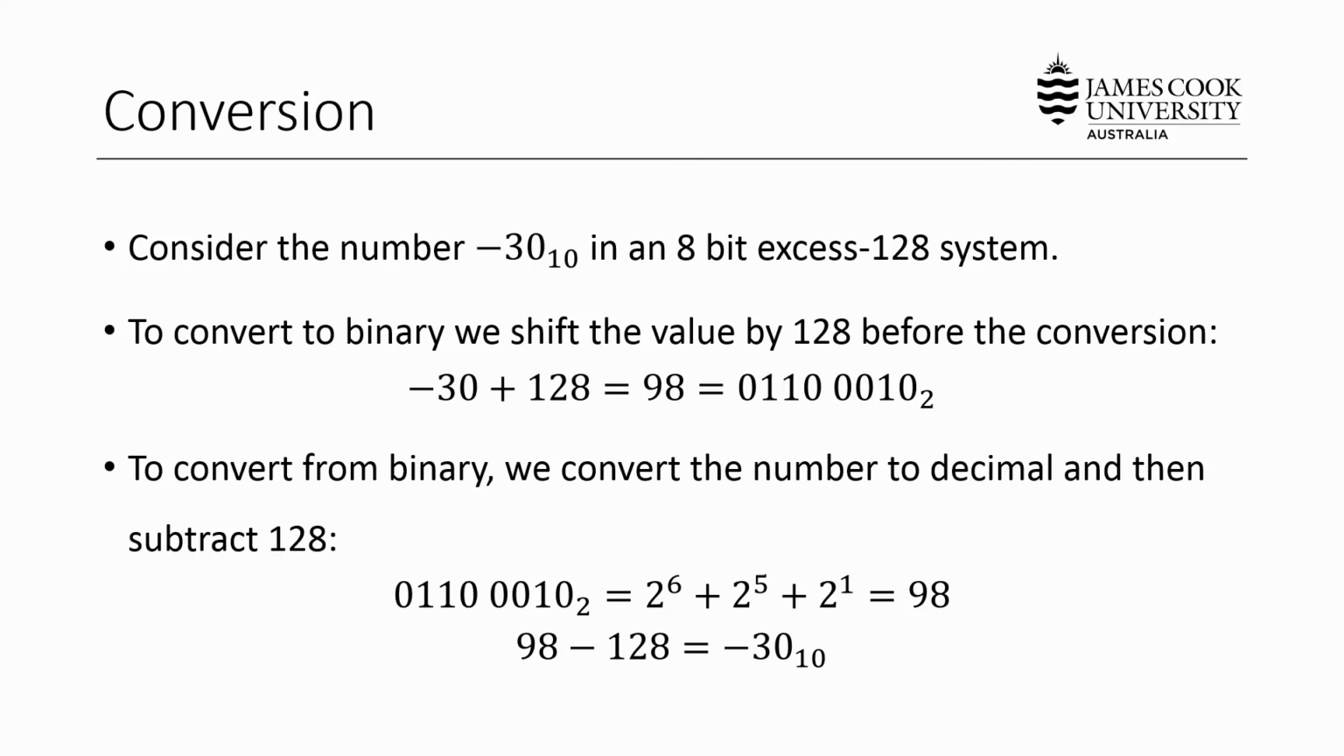So we take our negative 30 and add 128 because it's our n value. That gives us 98. And then we just encode the 98 into binary form. And that's our representation. To convert the other way, we just have to do the reverse process. This involves first converting the number to a decimal and then subtracting 128, okay? And that's how we can get it back to that form.